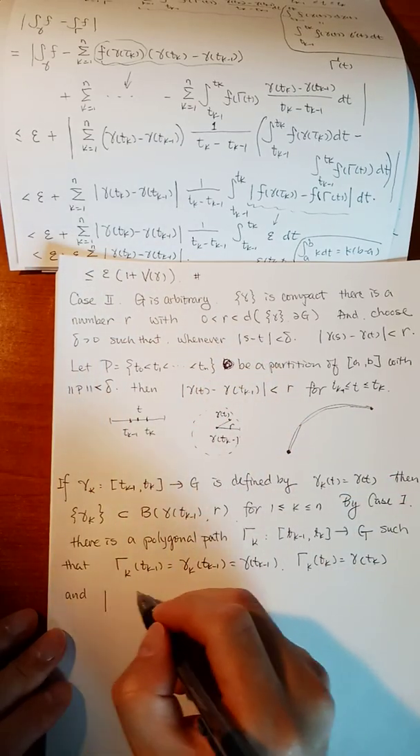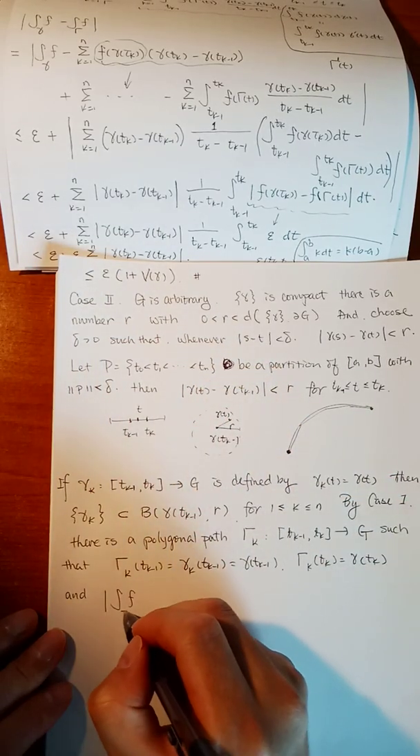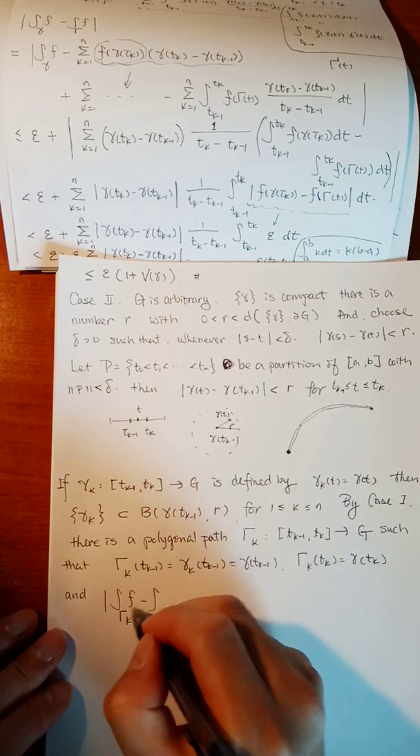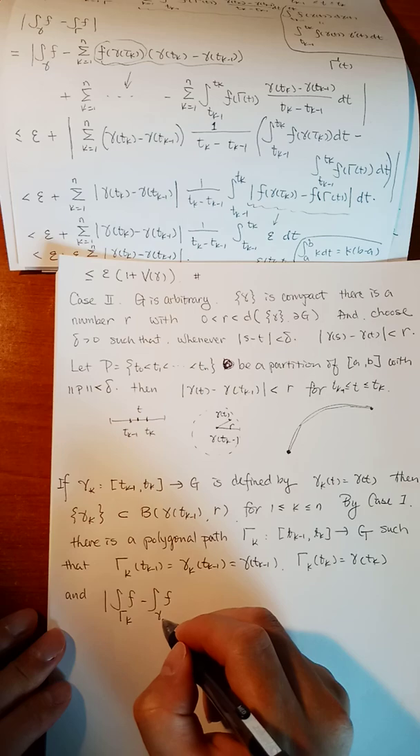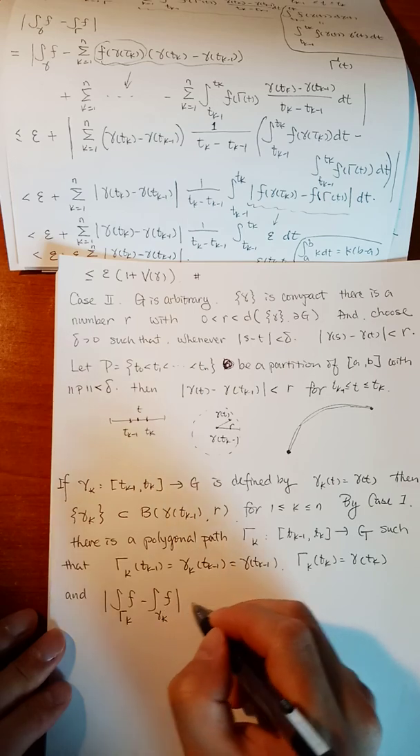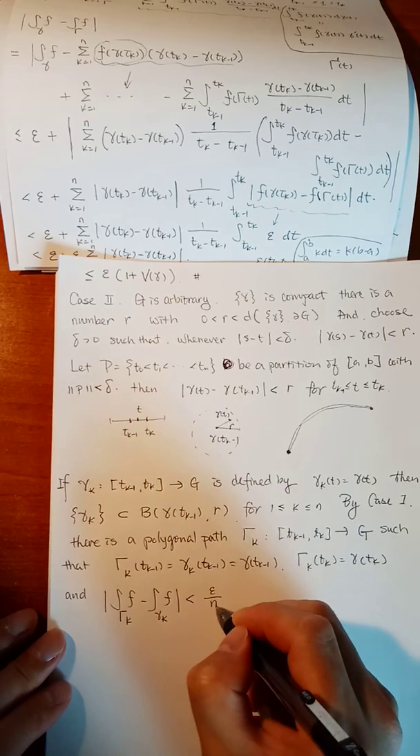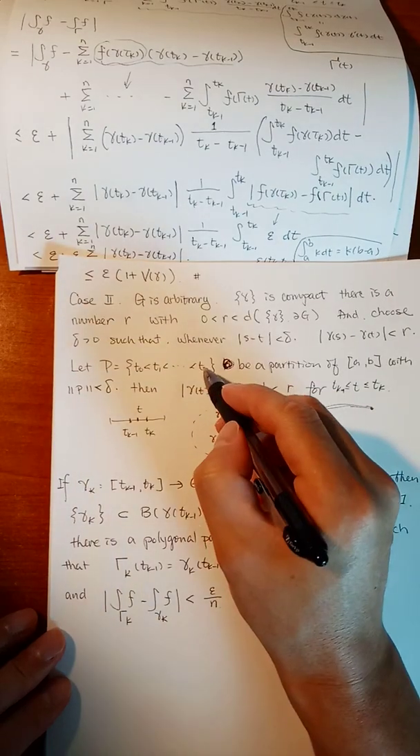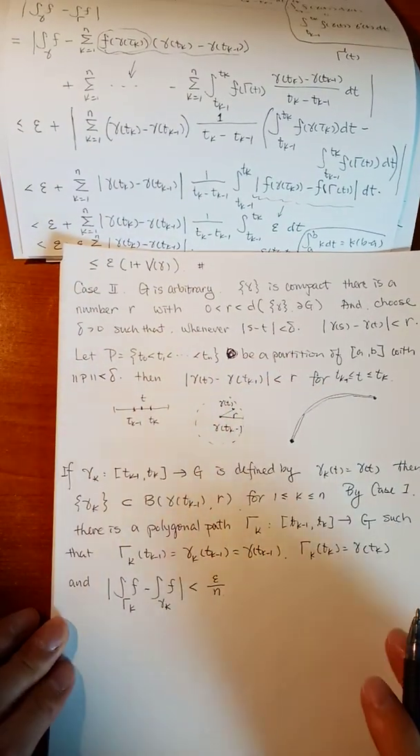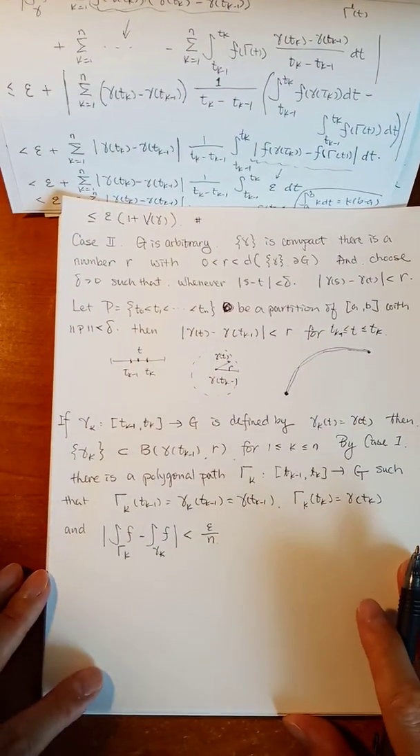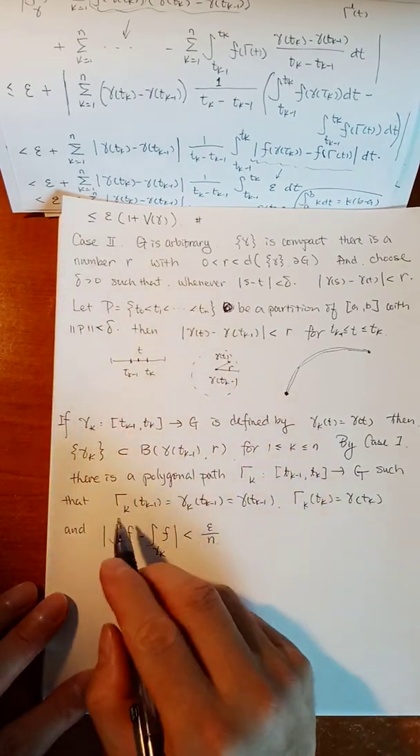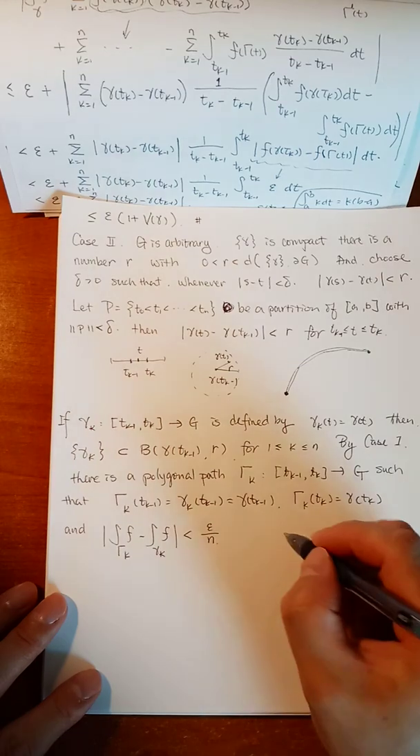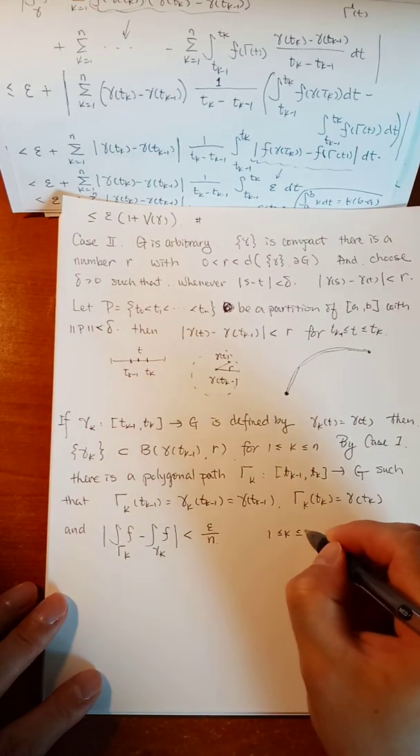So we can assume the integral of f along capital gamma k minus the integral along little gamma k, its absolute value, is less than epsilon over n. This n is known, it is fixed. It does not grow to infinity. All right? And this capital gamma k is defined for k between 1 and n.